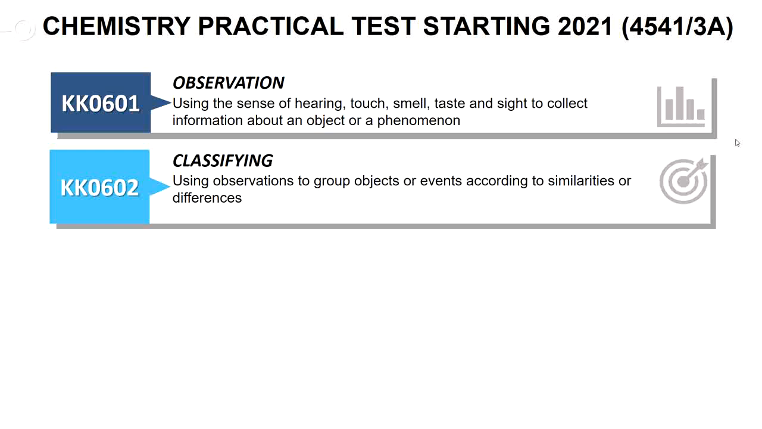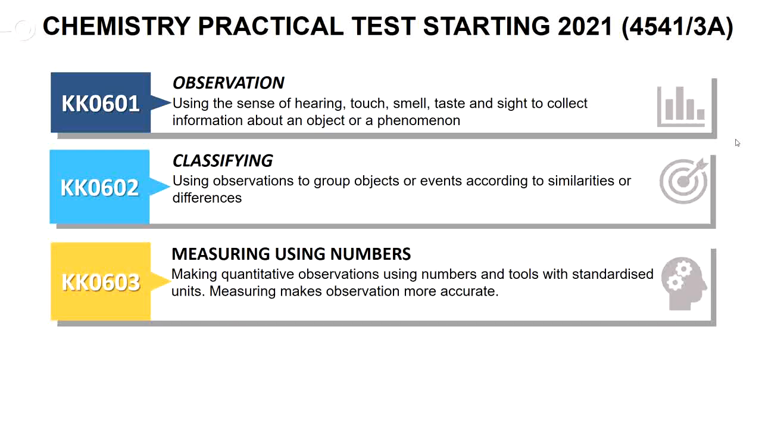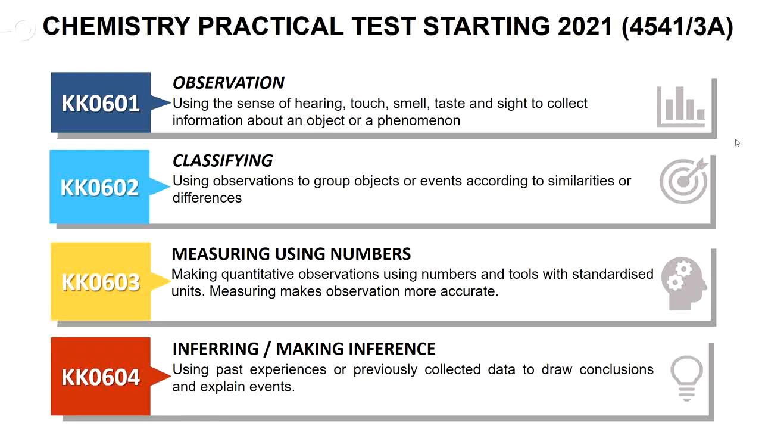Number 2 is the classifying using the observations to group objects or events according to the similarities or differences. Third one will be measuring using numbers, making quantitative observations using numbers and tools with standardized units. Measuring makes the observation more accurate.